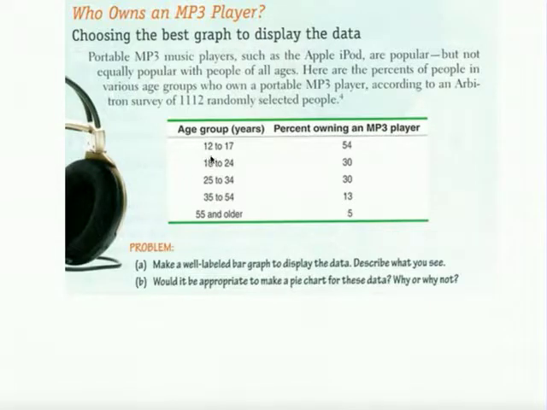You can tell in your chart that you have age groups in years, grouped 12 to 17, 18 to 24, 25 to 34, 35 to 54, and then 55 and older. You also have the corresponding percent of people owning an MP3 player within those age groups. Just glancing, you can see that 12 to 17 has 54% of people owning an MP3 player, or 54% from that randomly selected group. So your problem is to make a well-labeled bar graph to display the data and describe what you see.